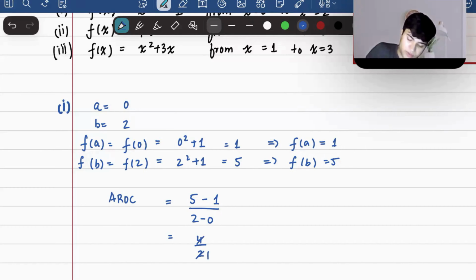2 times 1 is 2. 2 times 2 is 4. So the average rate of change is 2.